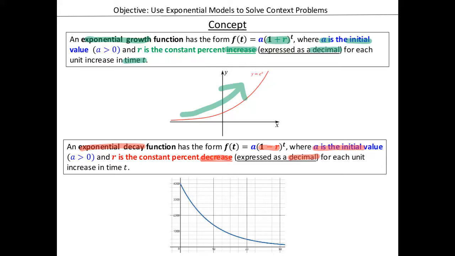For each unit increase in time t. So if we look at our graph, it's actually going downhill this time. So the downhill means it's an exponential decay. It's decreasing. So the difference in my equations is the growth has a 1 plus r. The decay has the 1 minus r.